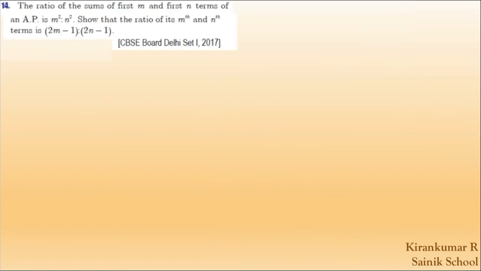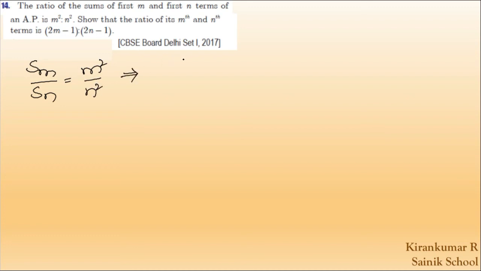Look at this 14th question. The ratio of the sum of the first m and n terms of an arithmetic progression is m square by n square. Show that the ratio of the mth and nth term will be 2m minus 1 is to 2n minus 1. So what is given? Given is the sum of m terms to the sum of n terms is m square by n square.